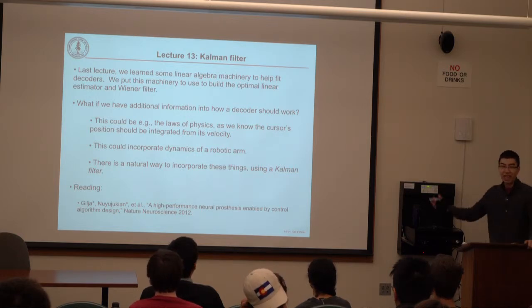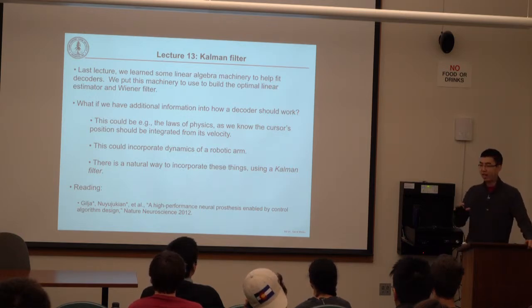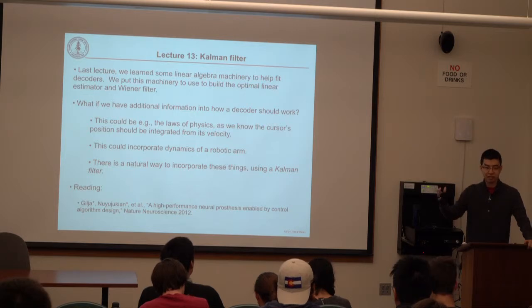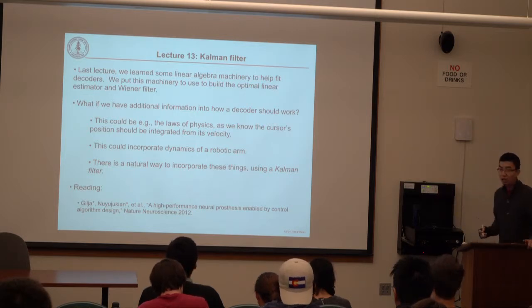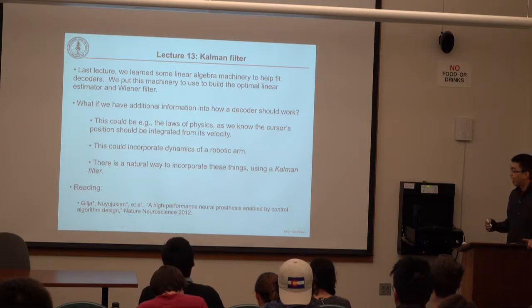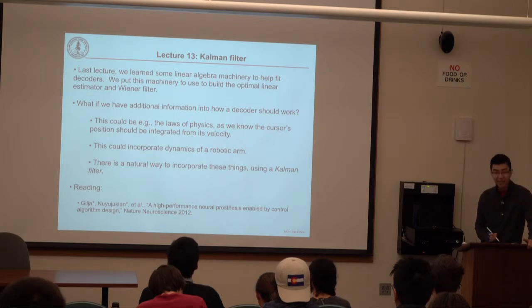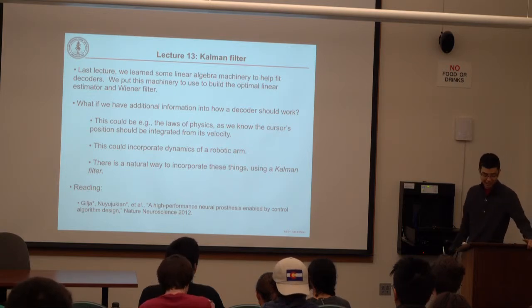This could incorporate the dynamics of a robotic arm. So you could have a model of how the different joints of the robotic arm interact to lead to naturalistic movements. And so there is a natural way to incorporate this information into a decoder. And the way to do this is through an algorithm called the Kalman filter. And that's what we'll be talking about through the rest of this handout.